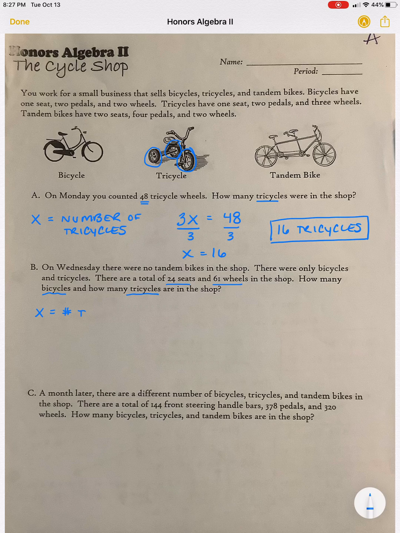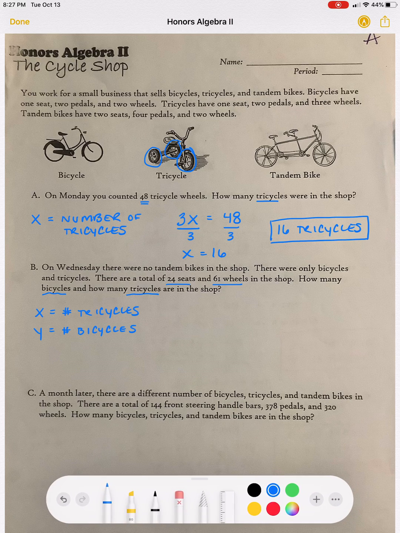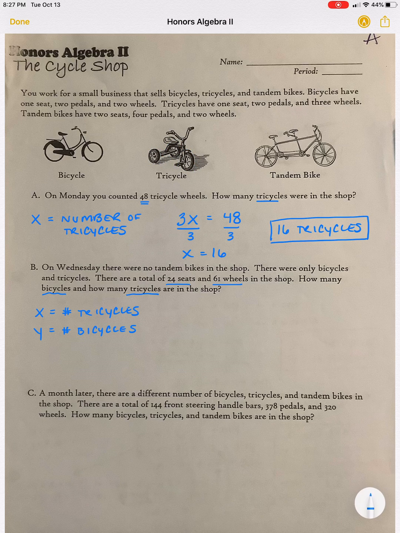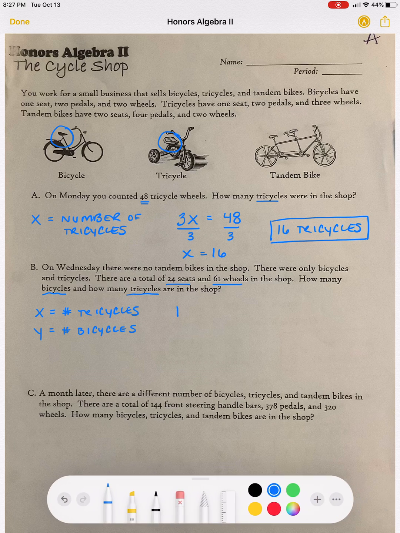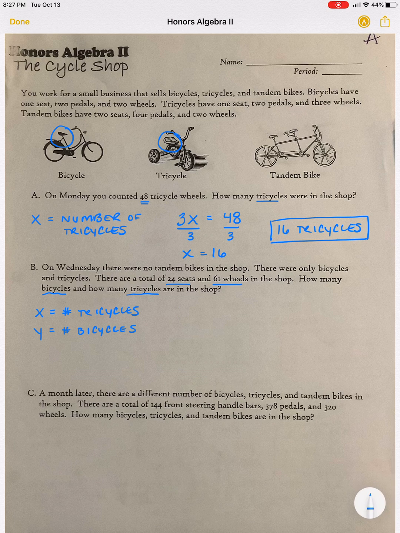Let's go ahead and let x continue to be the number of tricycles. Let's bring in a second variable, y, to represent the number of bicycles. My first equation is going to represent the number of seats in the shop. So how many seats does a tricycle have? A tricycle has 1 seat, a bicycle has 1 seat. So we're going to say 1x, in fact, I don't really need to write the 1, but we're going to say x plus 1y is equal to 24 for the number of seats. How many wheels are in the shop?